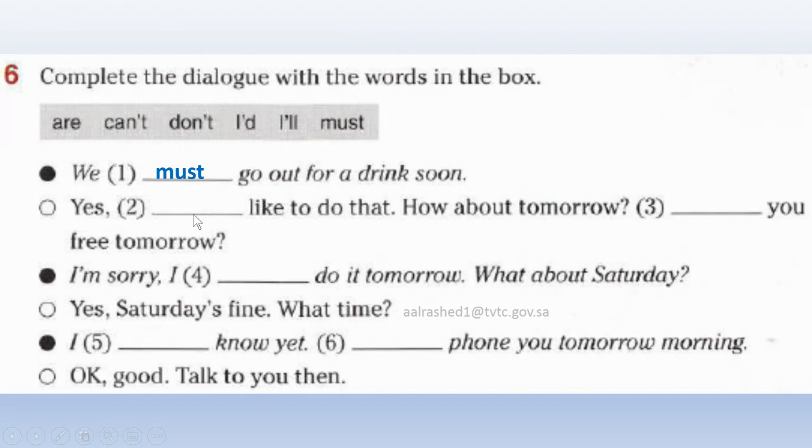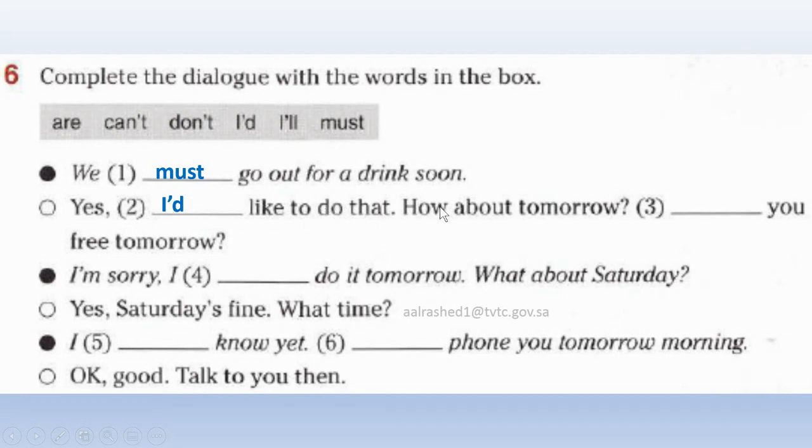Also, I can't use "are" here, because we have a verb here. Okay. "Can't," "don't." We need a subject, so the answer will be one of these. Its abbreviation is "I'd." I would like to do that. Okay, I would like to do that.